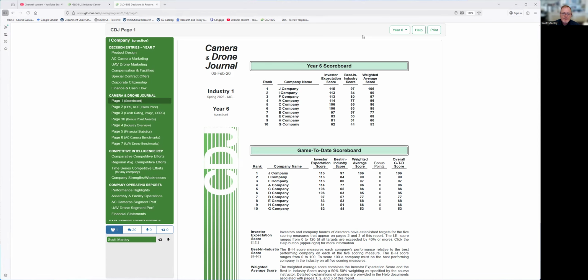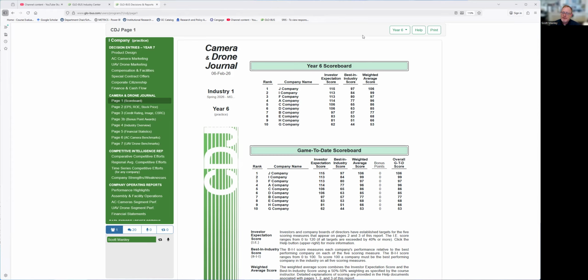Hey everybody, I want to talk to you a little bit about how you break down the results after your decision process. How do you know whether you did the right thing or whether you did the wrong thing? That process starts with a simple question: what was your intended strategy? In other words, what did you intend to do?